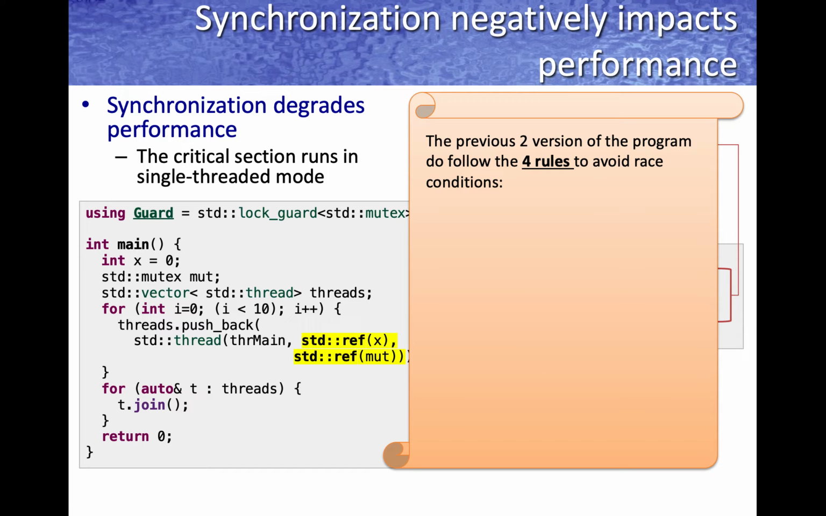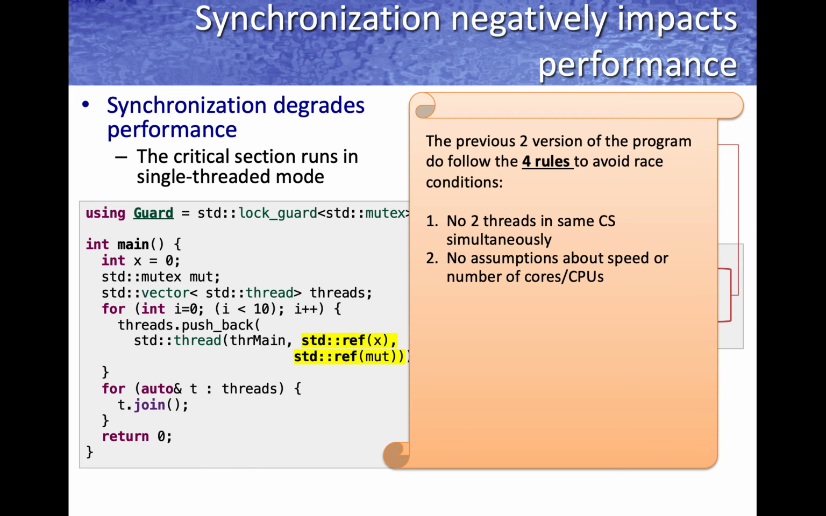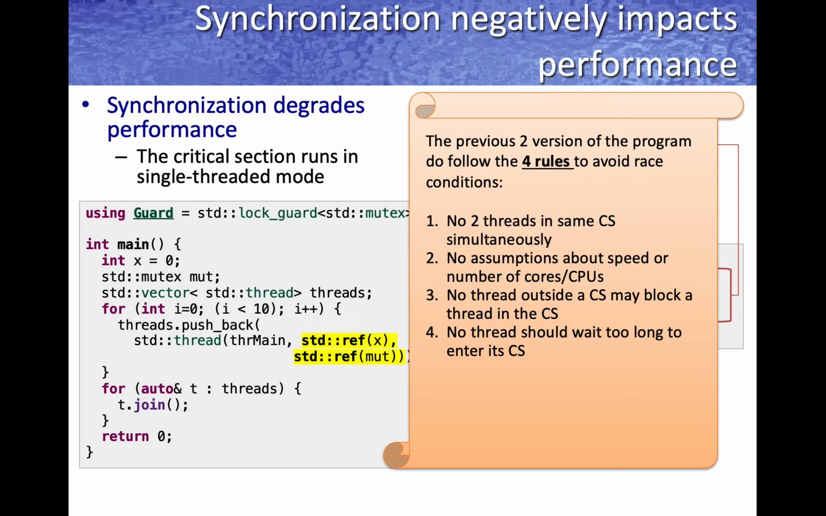Keep in mind the previous two versions of the program that we saw do follow all of the four rules we looked at. That means no two threads are in the same critical section simultaneously. We have not made any assumption about speed or number of cores or CPUs. No thread outside the critical section is blocking a thread in the critical section. And threads are not waiting too long. I mean, they are waiting for some time, but they're not waiting too long to enter the critical section.